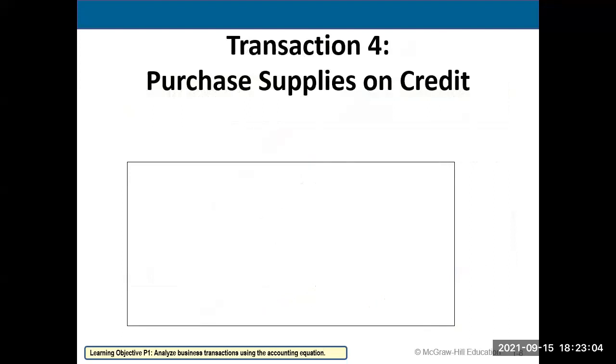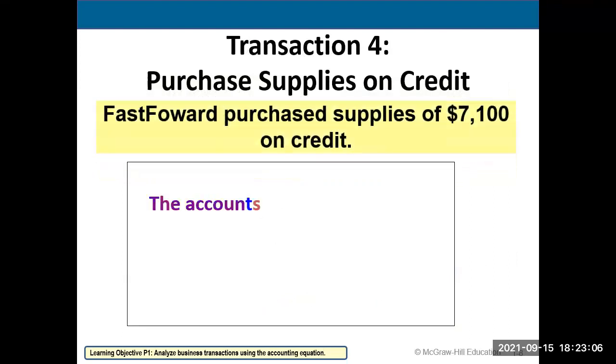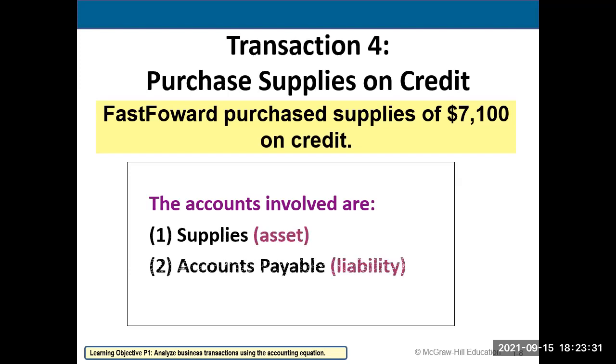All right, next transaction, we purchase supplies on credit. When we say we purchase something on credit, what that means is we aren't paying cash for it. Instead, our supplier is telling us that we can pay for it later. That's really normal in business. The supplier is going to say, pay us within 30 days or something like that. So what's going to happen here is our supplies asset is going to go up, and our accounts payable, which is a liability, is also going to go up.